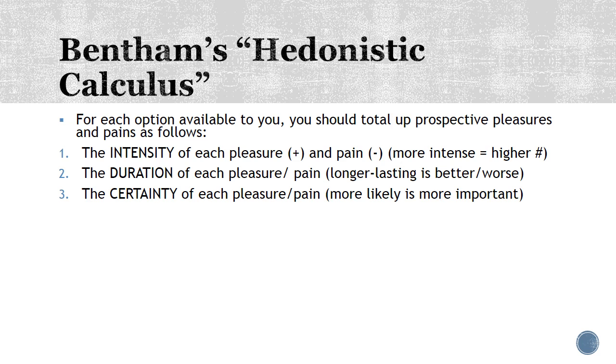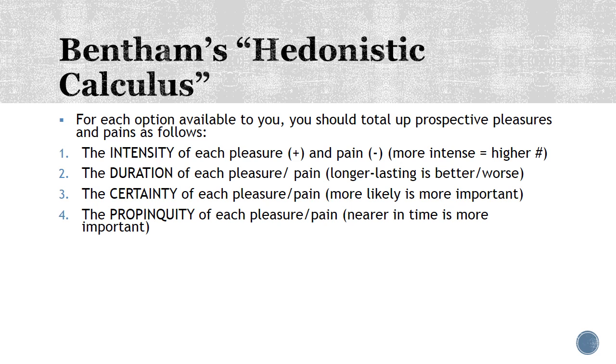Thirdly, the certainty of each pleasure or pain should be taken into account. A more likely pain or pleasure is going to be more important to pay attention to than a less likely pain or pleasure. Of course, not all consequences are equally likely. Some are much more certain than others to happen, and so that needs to be taken into account. Things that might be very serious but have a very small risk might still be weighed very heavily, whereas things that have a very high probability, even with very low intensity, can still be considered important.